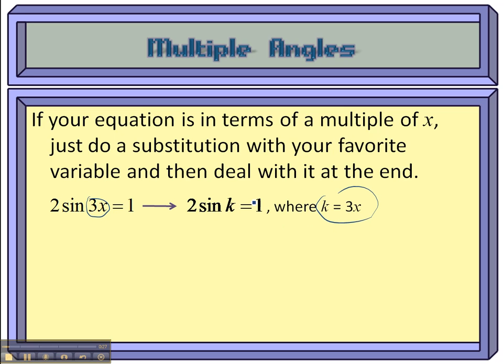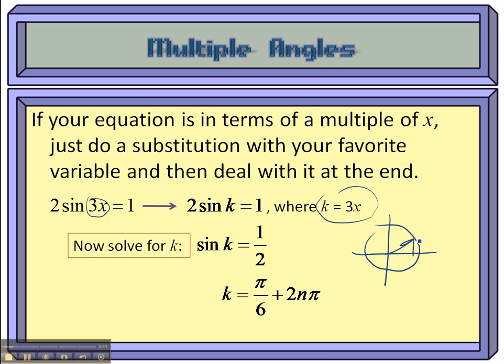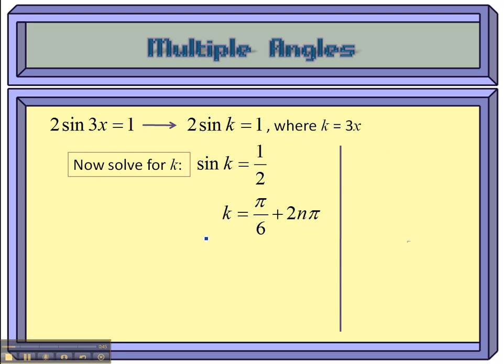Anyway, solve this thing for k. K should be equal to pi over 6 plus the period. That's because on the unit circle, sine is equal to half right there at pi over 6, and then add the period.